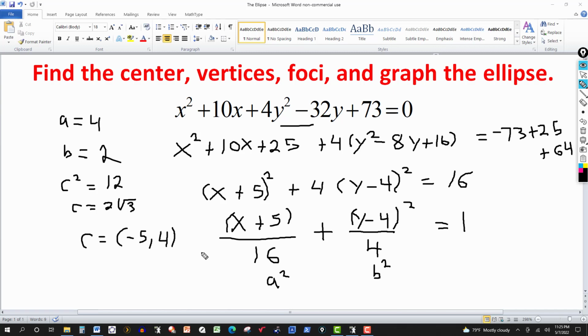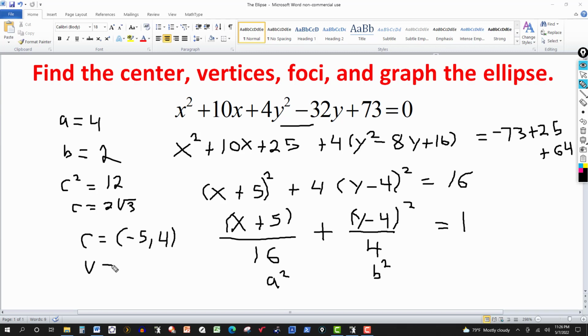So we go 5 to the left, 4 up, and then in this case, the major axis of the ellipse will pass through the vertices, through the foci, and of course through the center. And of course the other axis will be perpendicular to that. That'll be the minor axis. We want the vertices now.